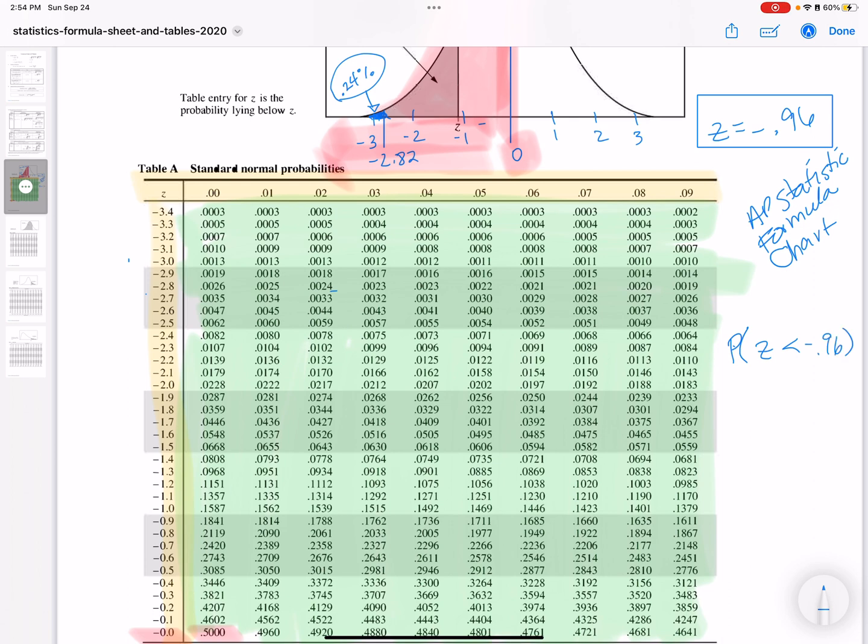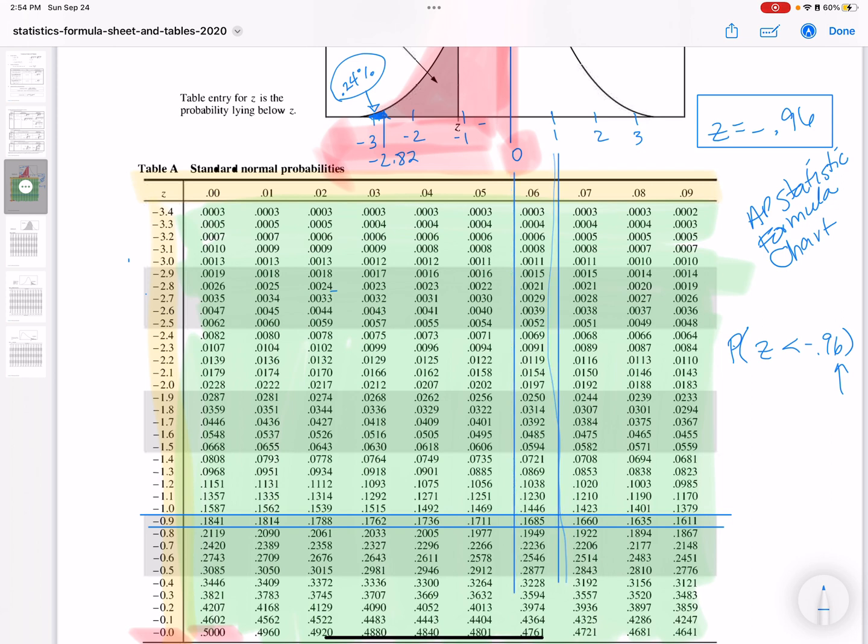So go to negative 0.9 right here. I'm gonna draw it here. And then I need to go to 0.06. So 0.06 is right here. So the value is gonna be 0.1685. 0.1685 as a percentage is move over 2 times, and that's 16.85%.